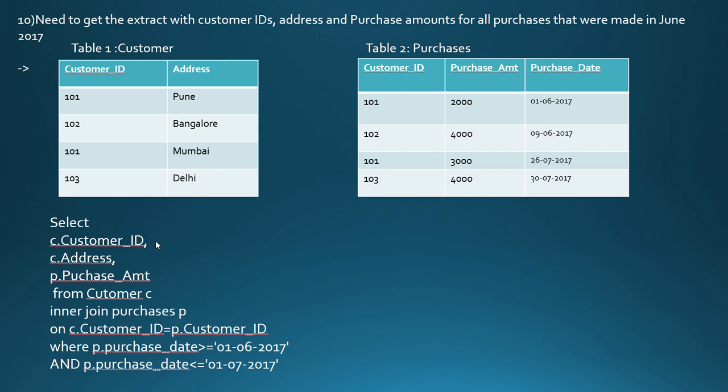These are the data. Query: select C.customer_id, C.address, P.purchase_amount from customer C. This C is an alias name. Here we are using an inner join, purchases P on C.customer_id equals P.customer_id. These are the common columns in both tables. Where P.purchase_date is greater than or equal to 1/6/2017 and P.purchase_date is less than or equal to 01/07/2017.